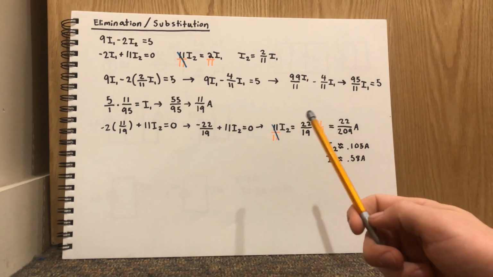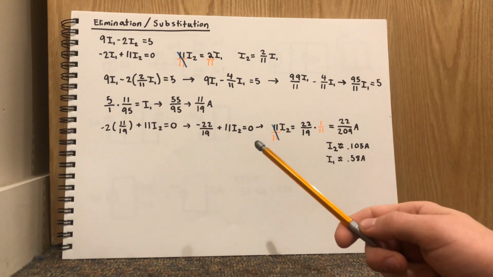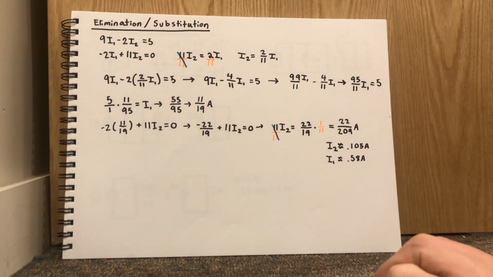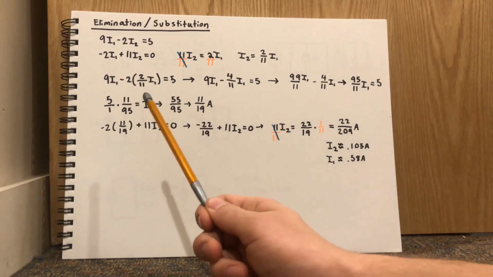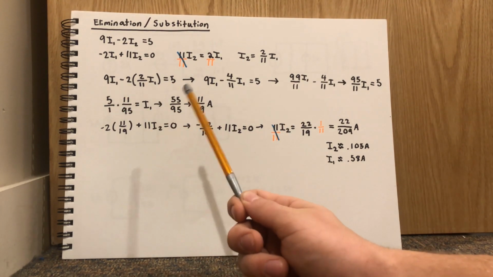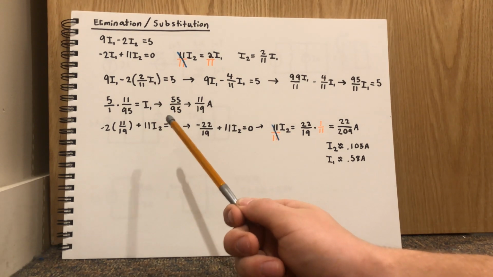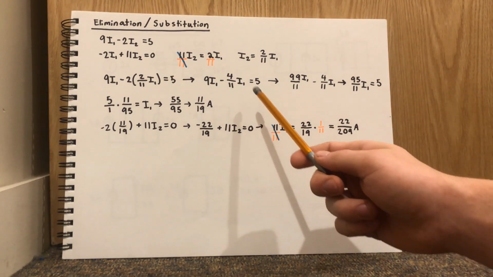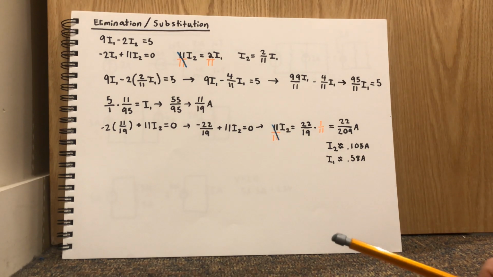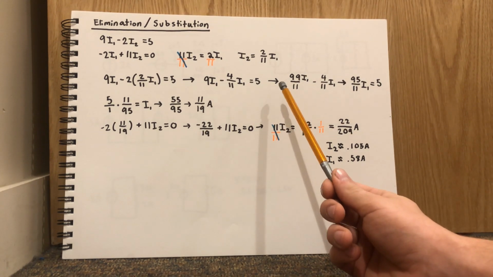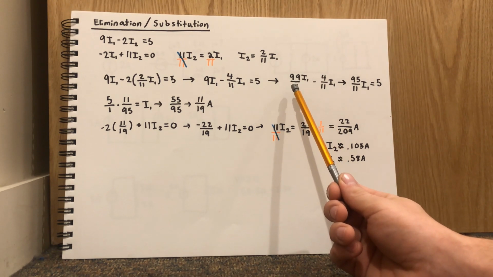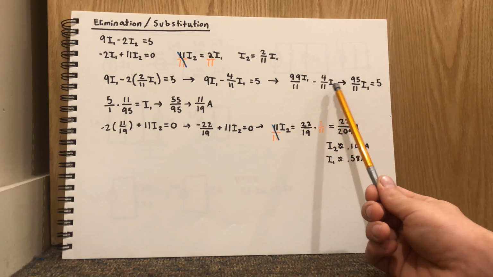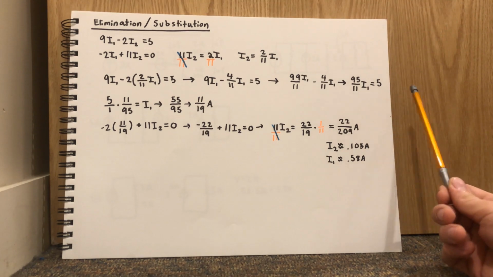Now all we're going to do is substitute this 2 over 11 I1 in for wherever we see I2 in our equation. And I put it back into this top equation here, which you have to use the opposite equation you used. And I ended up getting 9I1 minus 2 parentheses 2 over 11 I1 end parentheses equal 5. Now I distributed this in, and I got 9I1 minus 4/11 I1 is equal to 5, which if we combine them by getting a common denominator, we end up getting 99 over 11 I1 minus 4 over 11 I1 to give us 95 over 11 I1 is equal to 5.